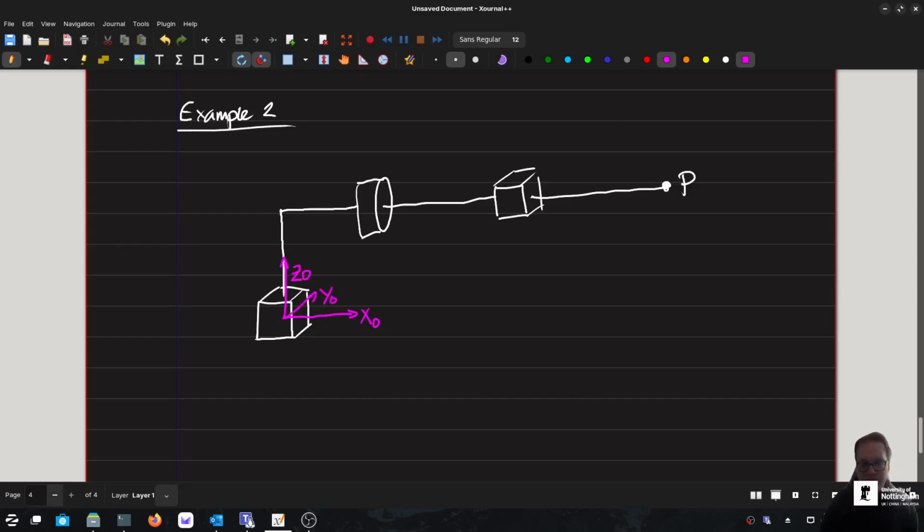Carrying on to the revolute joint over here, again we're going to go along the link, so that's going to be Z1. X1 must intersect the Z0 plane, so I'm just going to align it in this direction over here. It's a bit strange, but in this case it will work, don't worry. Like so. And then Y1 is going to be up here.